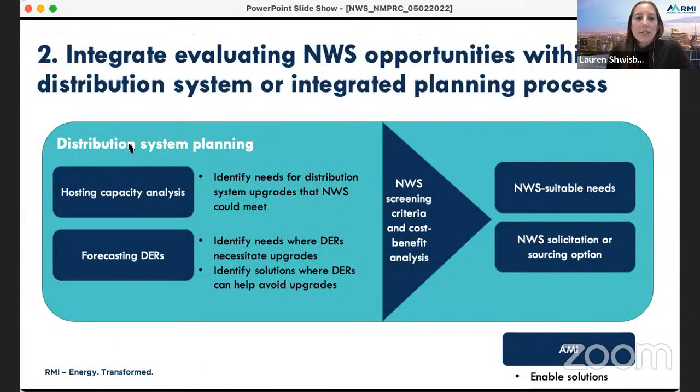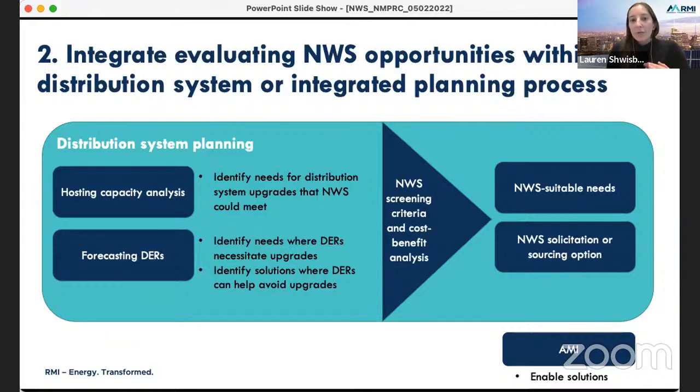So next, there's the challenge of building this into the utilities process. I've tried to diagram out what that looks like here on this slide with reference to some of the topics you all have covered in prior workshops. So usually considering non-wires, again, lives within a distribution system planning or integrated grid planning process.